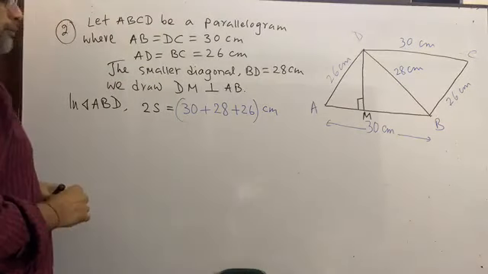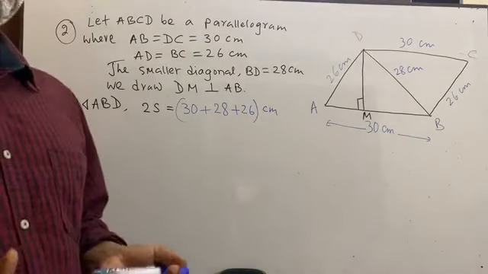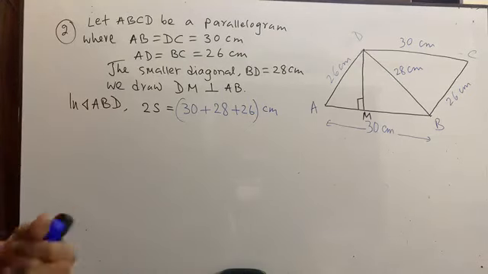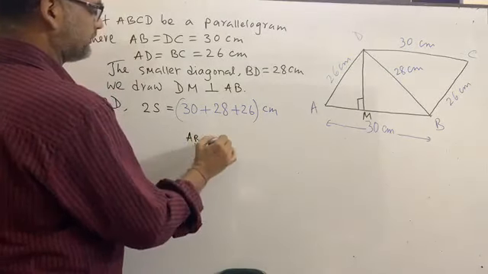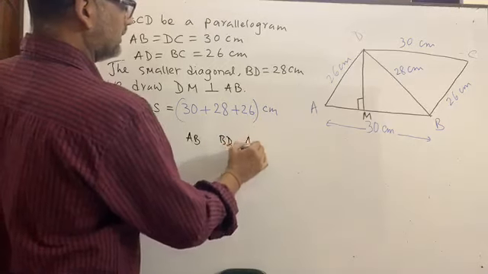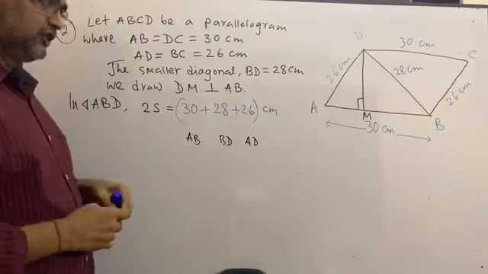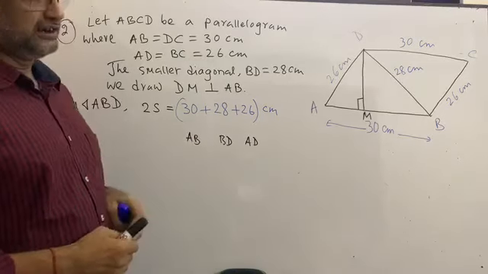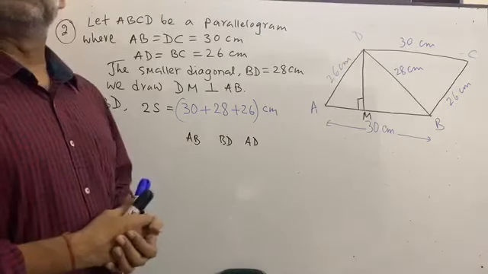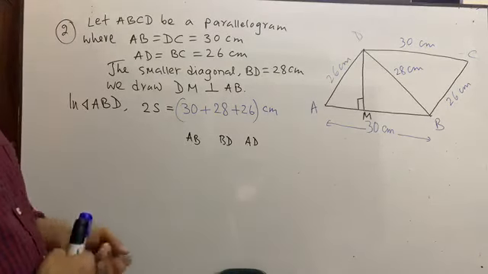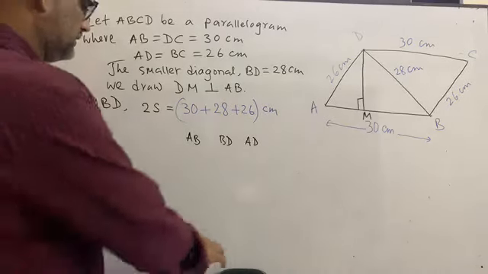Please pay attention. Twices means the perimeter of a triangle. Perimeter of a triangle means sum of the three sides. In triangle ABD, what are the sides? AB, BD and AD. What is the length of AB? The length of AB is 30 centimeter. What is the length of BD? Length of BD is 28 centimeter. What is the length of AD? Length of AD is 26 centimeter. That's good.